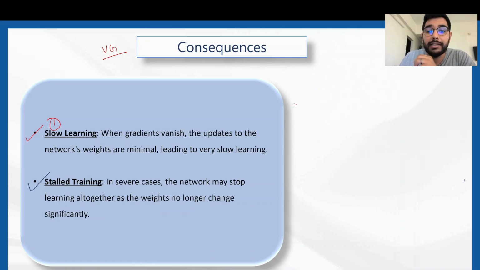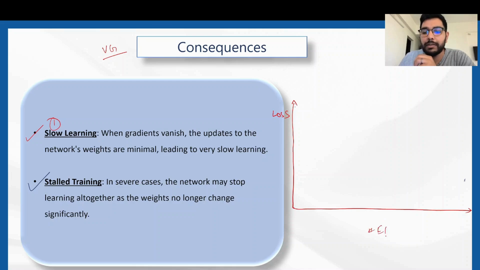Let's try to understand this again with a graph. Let's say the same graph wherein on the y-axis we have the loss, on the x-axis we have the number of epochs, starting from 1, 2, 3, 4, 5 and till, let's say, 20 epochs. In an ideal case scenario, if we start from here, we discussed that this loss would stabilize and get to its minimum point, let's say at the fifth epoch.